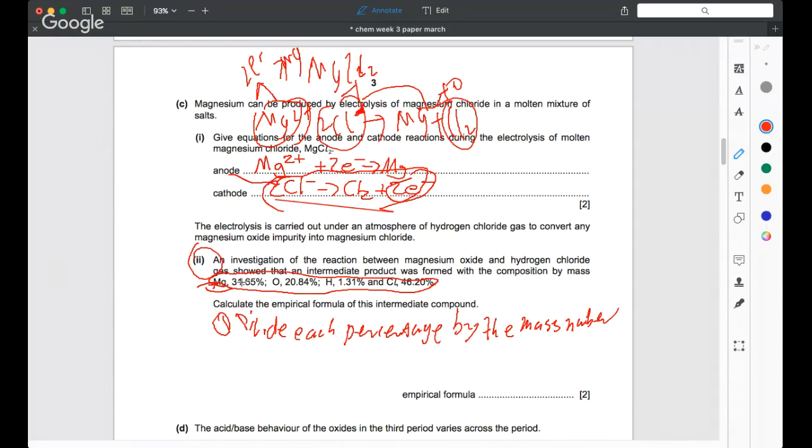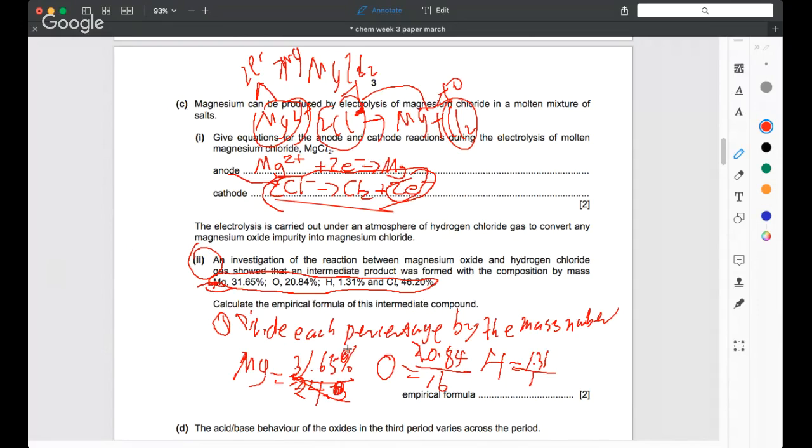For example, the magnesium is 31.65%. So magnesium is equal to 31.65 divided by, what's the mass number for magnesium if you look at your periodic table? It's 24.3, but 24 is fine. So 31.65 divided by 24. And oxygen is equal to 20.84 divided by 16. Then hydrogen 1.31 divided by 1. It's okay if you just get rid of the percentage, as long as the relative value between each is fine.